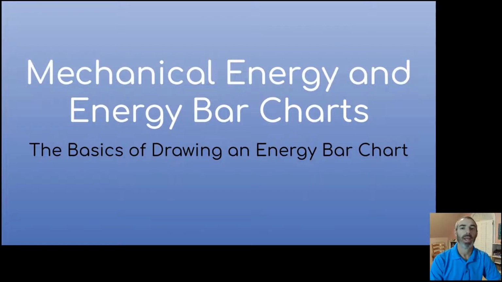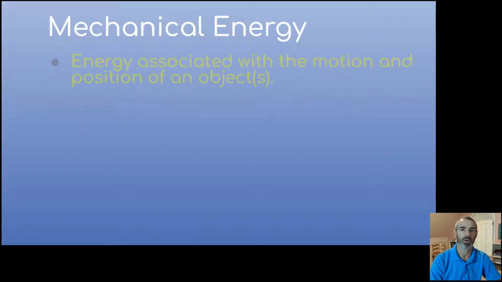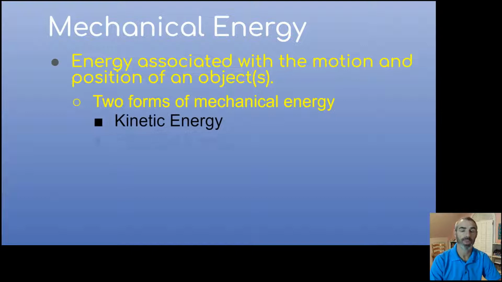Today we're going to talk about mechanical energy and how to represent mechanical energy using an energy bar chart. This is using the law of conservation of energy. But first of all, what is mechanical energy? Well, there are two forms of mechanical energy. It's associated with motion and the position of objects. So the two types are kinetic energy and potential energy. So let's look a little bit more into what these kinetic and potential energies mean.